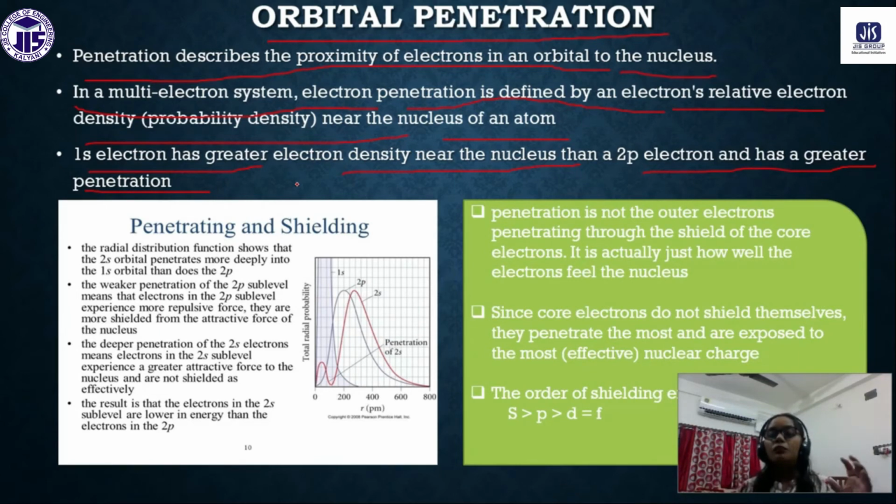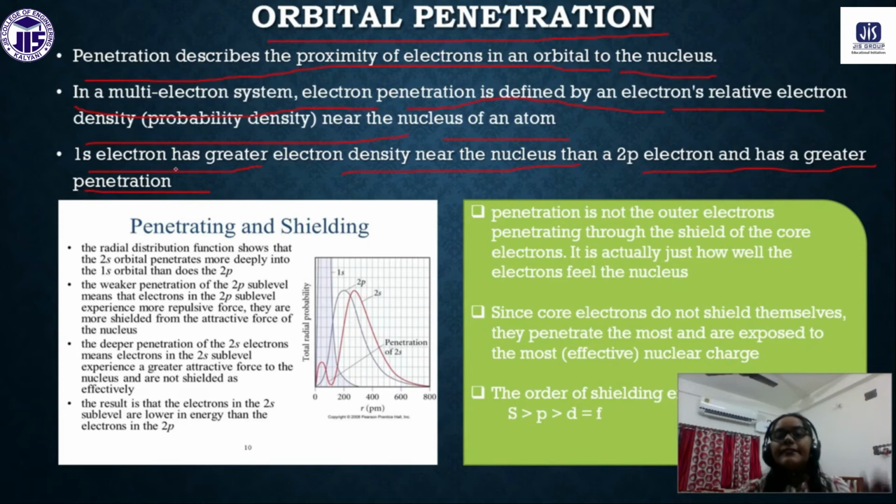Orbital penetration means, this is your nucleus, and around the nucleus the electrons are revolving, right? The electrons revolving in different orbitals, how much are they penetrating, interacting with the nucleus, what is the proximity of that electron density to the nucleus. This is actually called orbital penetration.